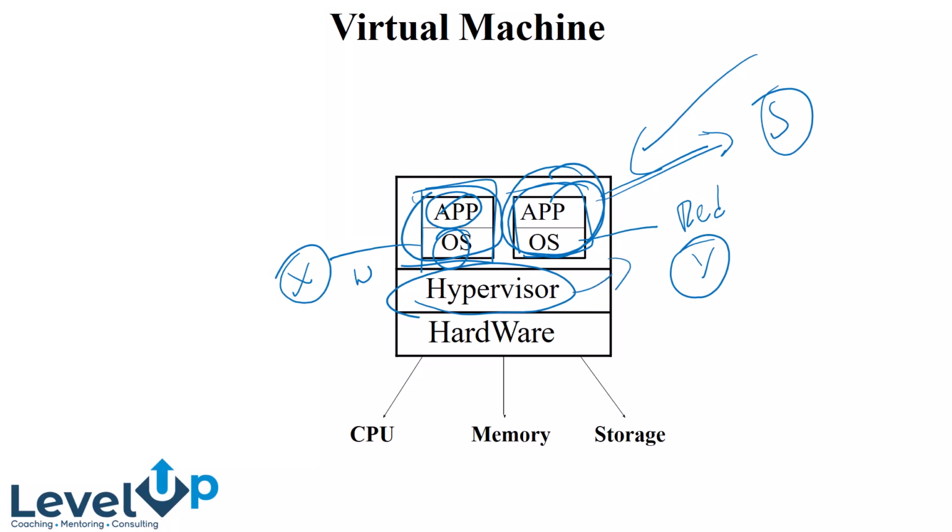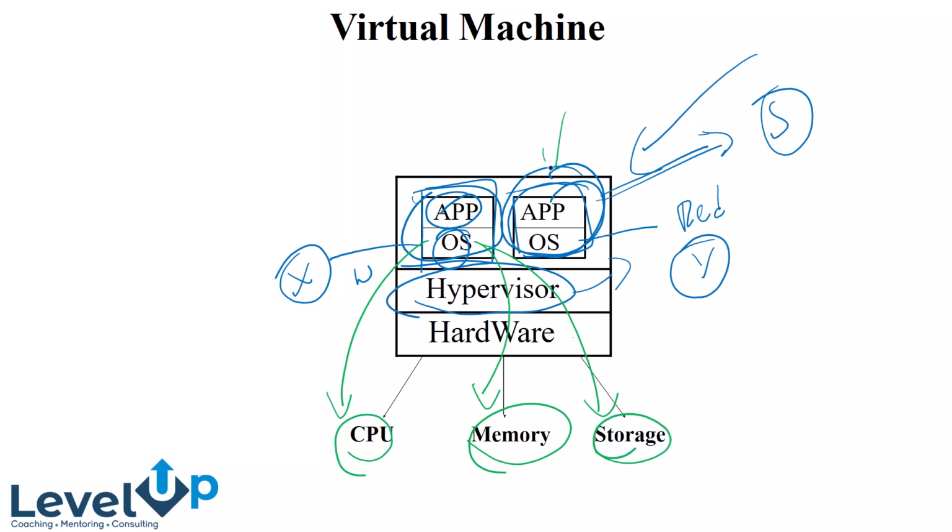Now let's say if this particular virtual server wants CPU, it can take from here. Memory, it can take from the actual physical hardware, and the storage. Now, who will help us to partition the CPU, memory, and storage between the virtual machines? This hypervisor will help us to partition the physical resources to these virtual machines. Now, in this example, I am showing only two virtual machines.